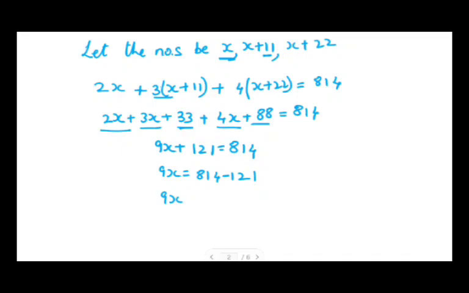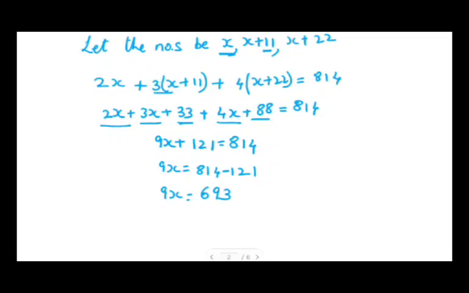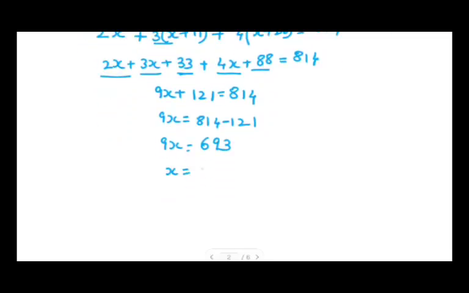9 goes, so once the sides are changed, the sign also changes. So 814 minus 121 is 693. X is equal to 693 upon 9. 9 ones are 9, 9 sevens are 63. Again, 6 times 7 is 63. So the value of x is 7.